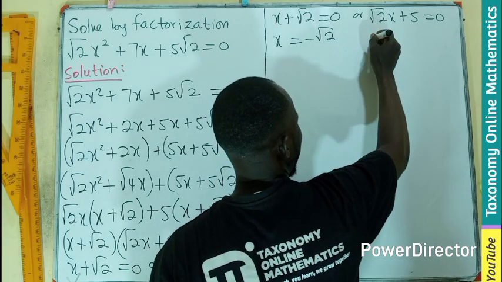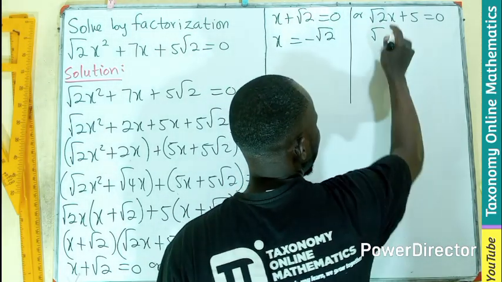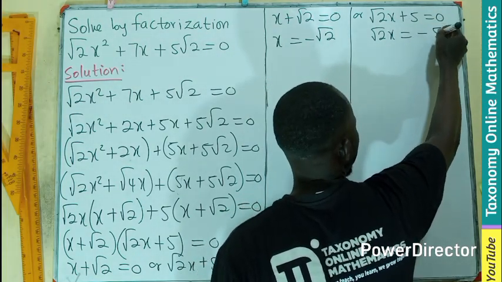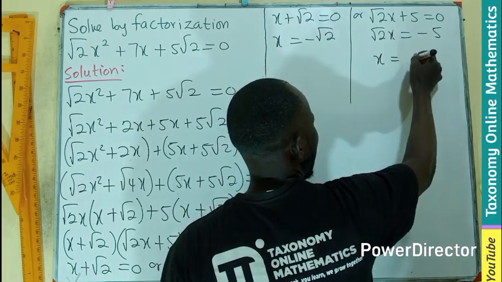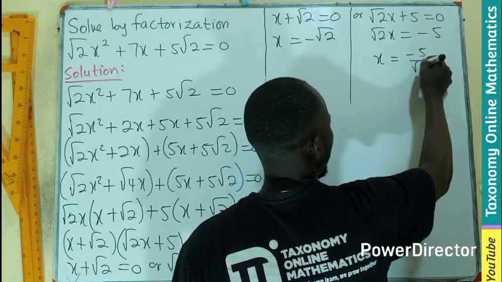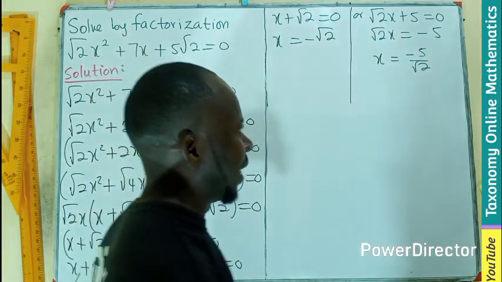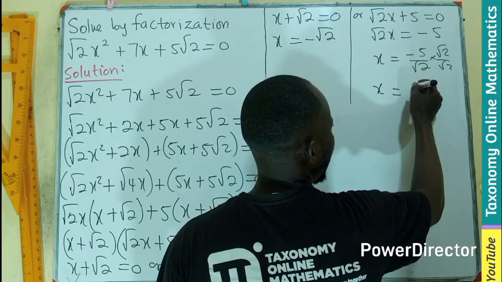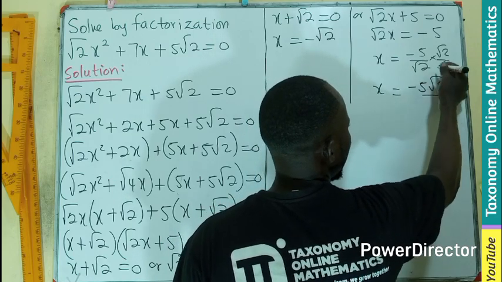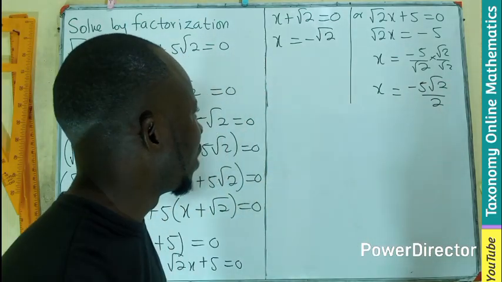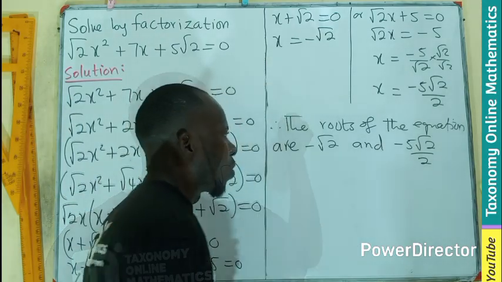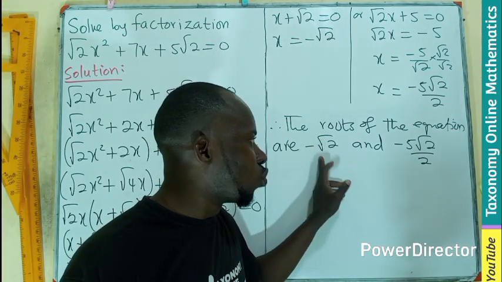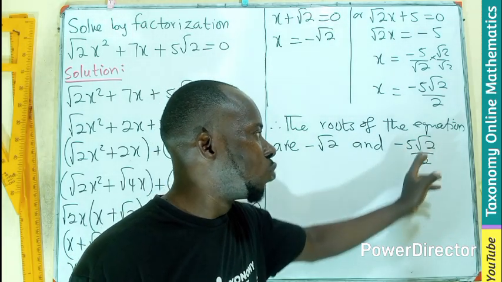Or we have root 2 x plus 5 is 0, whereby we maintain root 2 x equals, this across here becomes negative 5, divided by this, so x becomes negative 5 on root 2. But we need to rationalize. So we multiply here by root 2 over root 2. x will be equal to minus 5 root 2 divided by 2. So we can conclude that the roots of this equation are minus root 2 and minus 5 root 2 on 2.